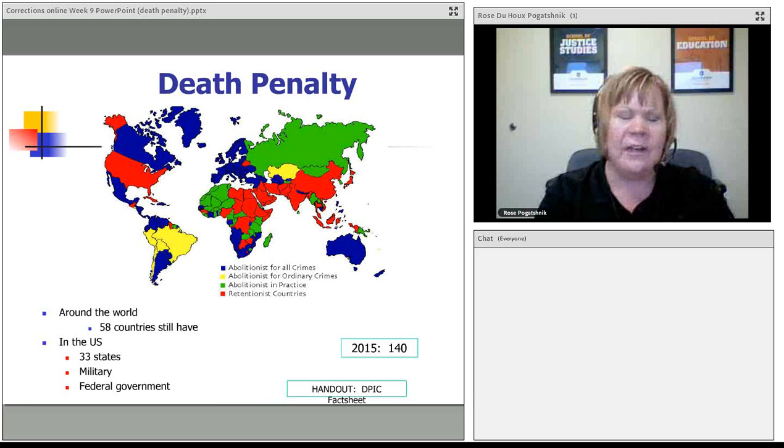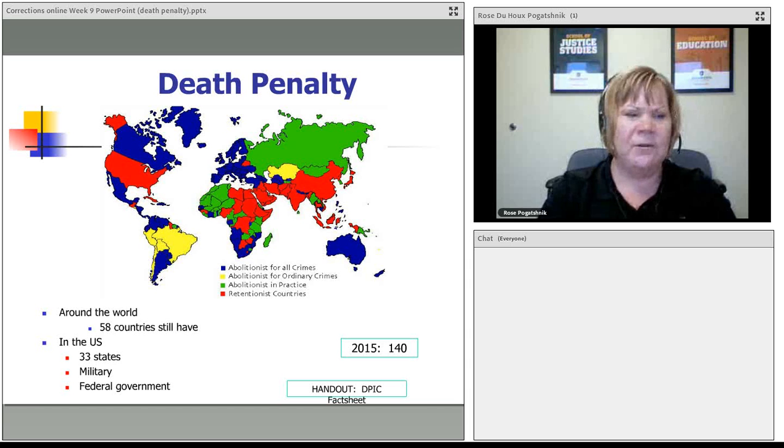The green countries still technically have death penalty statutes or allow the death penalty through their laws, however, have not executed anyone in at least 10 years. The red countries are retentionist countries. These are countries that still have the death penalty. So you see the United States is one of those countries. So ultimately, what that really boils down to is around the world, 58 countries still have it.